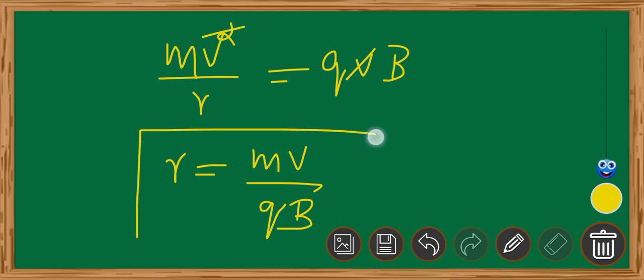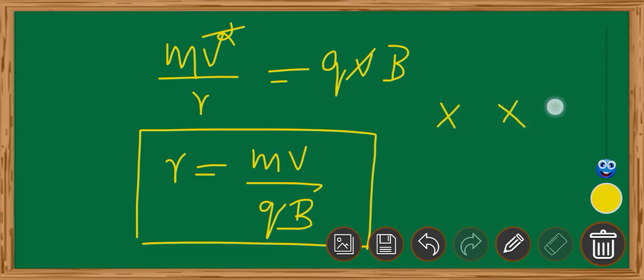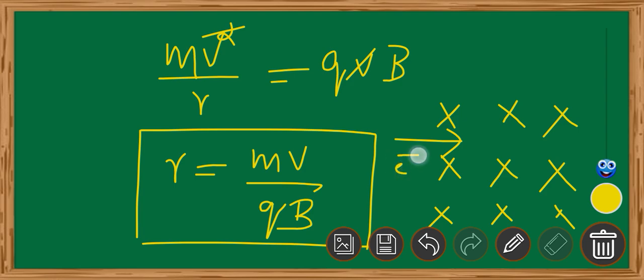So in this question, they asked to find the radius of this circular path taken by the electron. They said that the electron is entering a region containing magnetic field, and the velocity of this electron is perpendicular to the direction of this magnetic field.